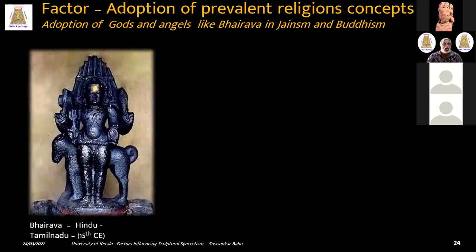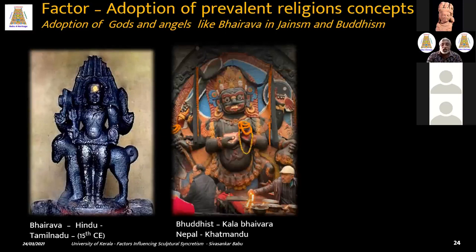So the basic Bhairava concept in Hinduism has been there for ages. And this is a depiction of a Bhairava, the form of Rudra or Shiva, with the dog. The same got adopted also into Buddhism. Kala Bhairava in Nepal is a very popular worship in Tantra Buddhism. And it is also adopted in Jainism as Akota Bhairava.